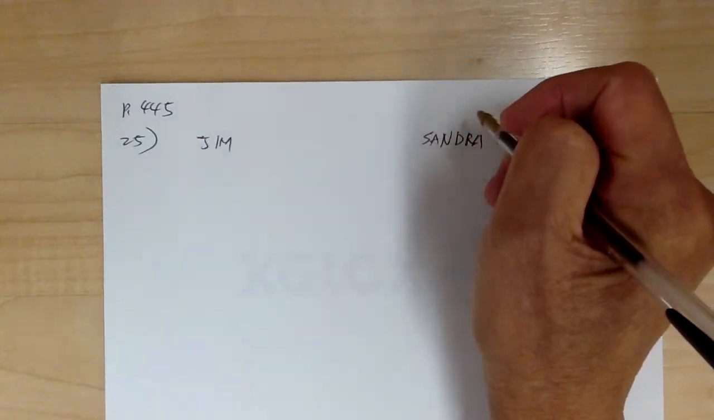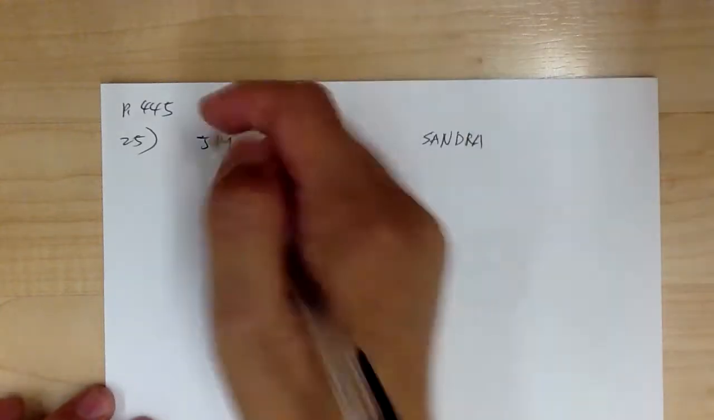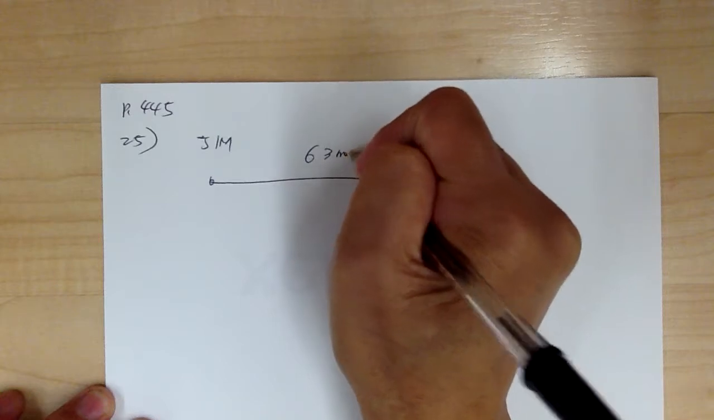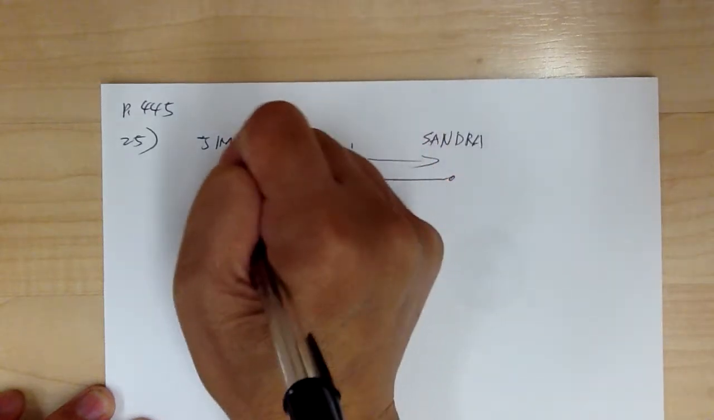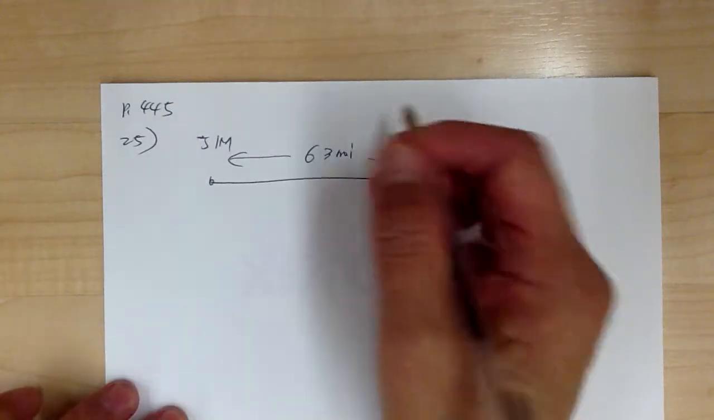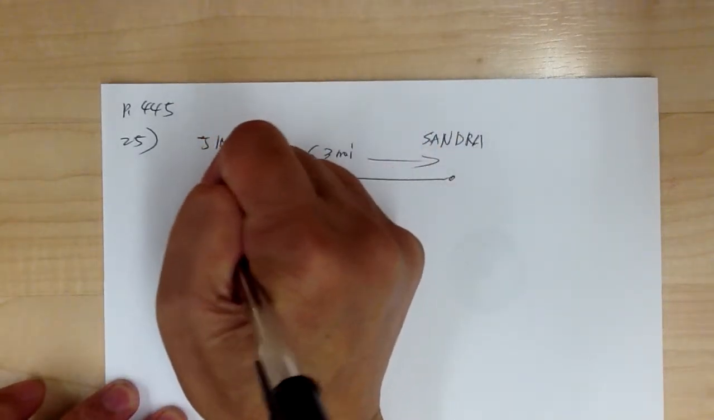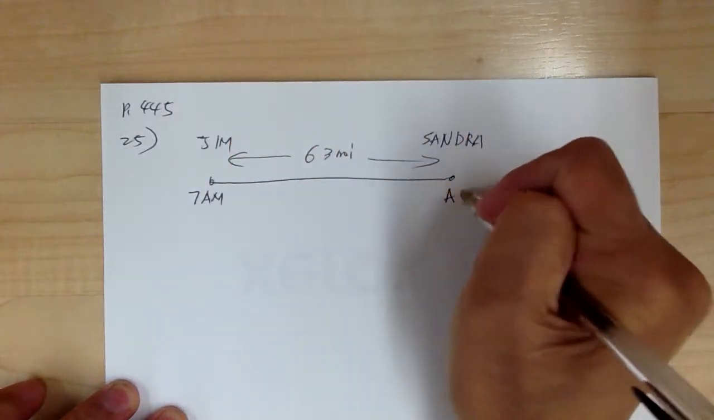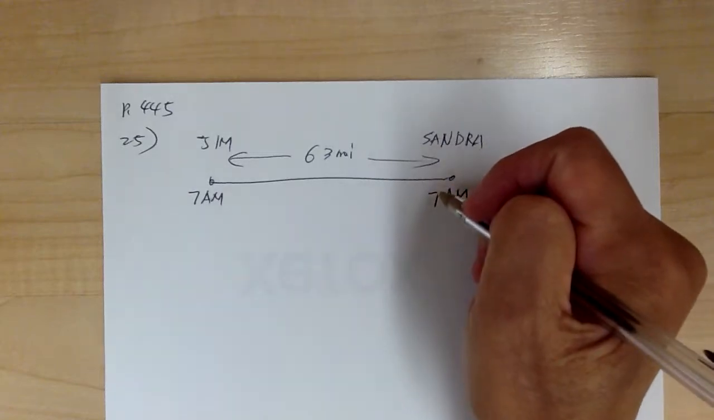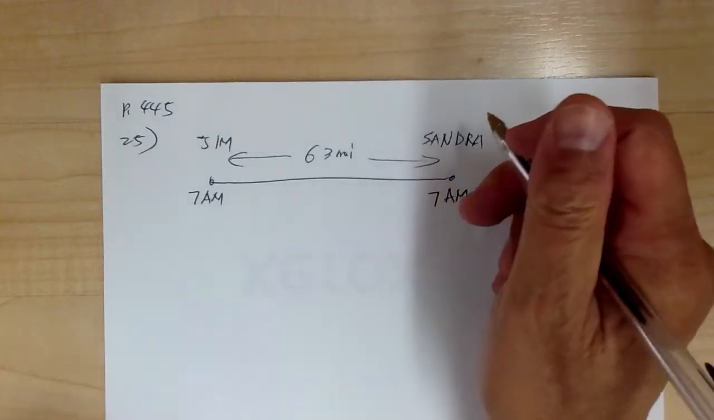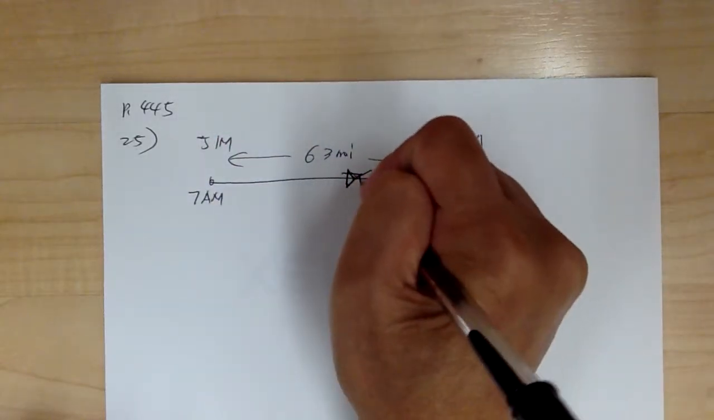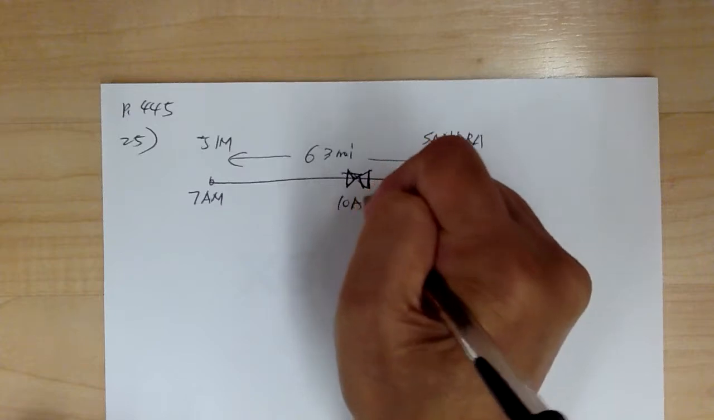Okay, they live 63 miles apart. Okay, so that's 63 miles apart. And both left their home at 7 a.m. And they ride toward each other. They met at 10 a.m. So they rode toward each other, and they met somewhere in here at 10 a.m.